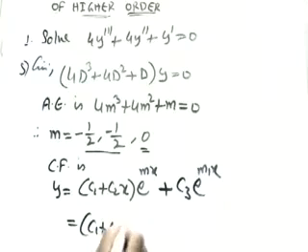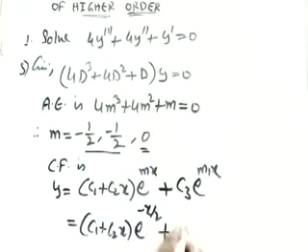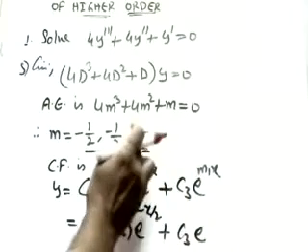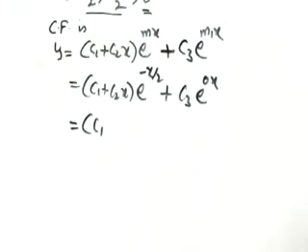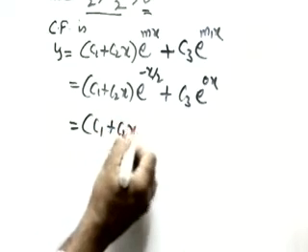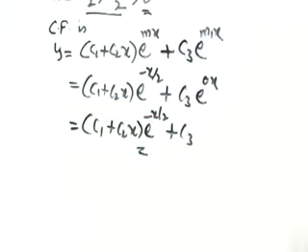So let me write now. (C1 plus C2x) e power mx, where m is minus 1 by 2, so e power minus x by 2, plus C3 e power m3x, which is 0 into x. Any number power 0 will be 1, so this is 1. You can write like this: C1 plus C2x into e power minus x by 2 plus C3.